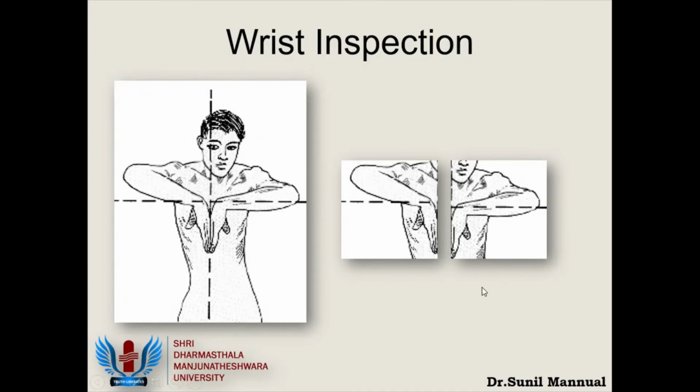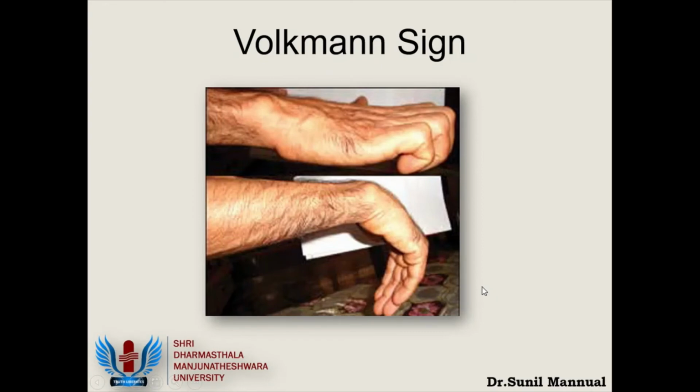Now coming to a very important sign called the Volkmann sign. A Volkmann sign is a sign to look for tenodesis effect of the muscles. So basically you want to see whether there is any tenodesis or shortening or contracture of the muscles. You will understand that the muscles are basically something like rubber bands. They tend to keep expanding and contracting, and they have that elasticity.